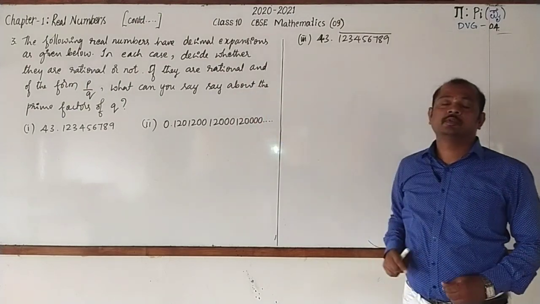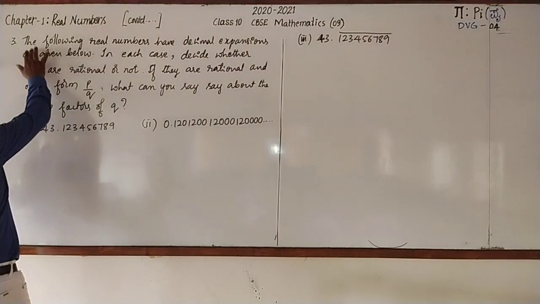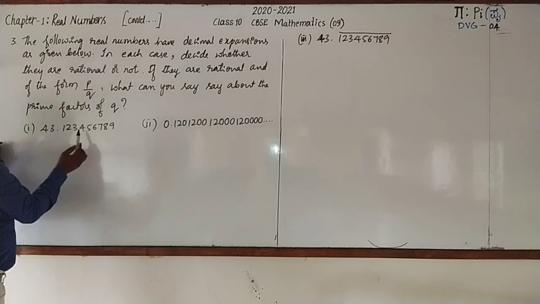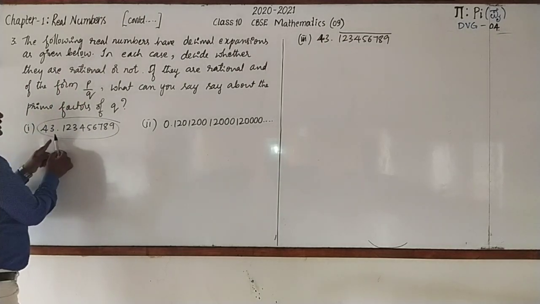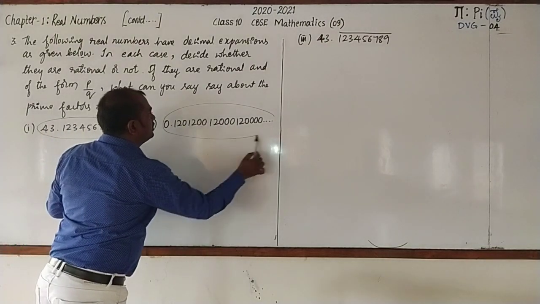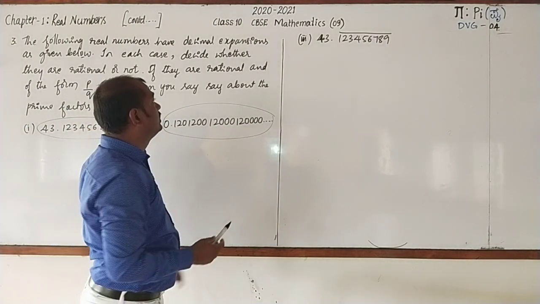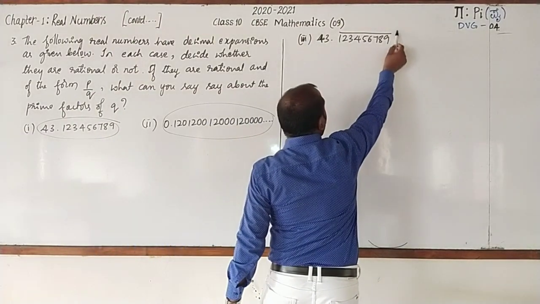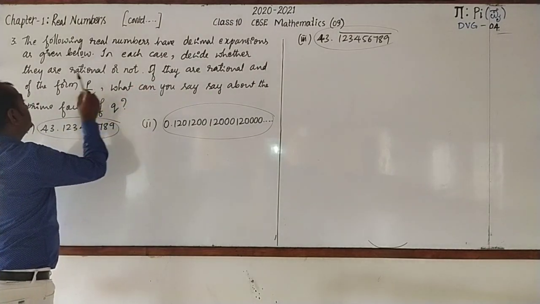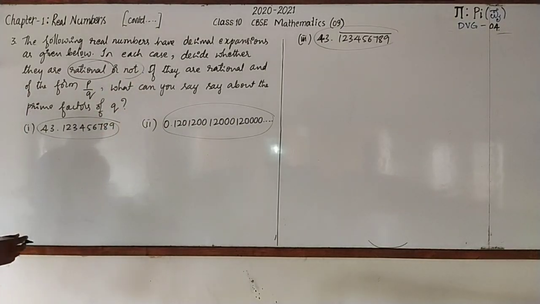Observe. Now let's move on to the third question. Just go through this. The following real numbers have decimal expansions as given below. See that. These are the numbers. First one, 43.123456789, and second one 0.120120012000120000 and so on. And here also they have given one more. These are the decimal expansions.